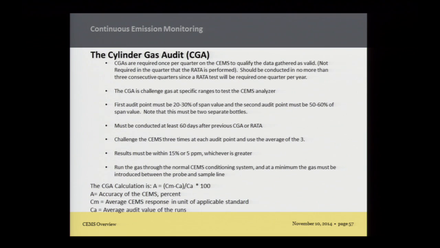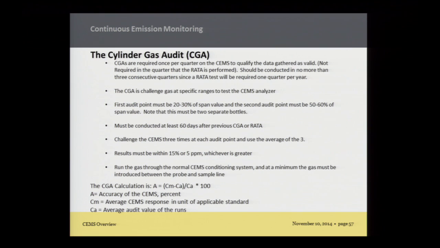So the CGA is a challenge gas at specific ranges to test the CEMS analyzer. The first audit point is 20 to 30% of the span, and the second is 50 to 60. And note, you can't use the same bottle, so you've got to use 2 separate bottles to make that happen. I don't know how you would run it, but I guess there's some gases that would have a mixture potentially, that you could have a range there that's enough. But it's just a note in the rule that you've got to use 2 separate bottles.